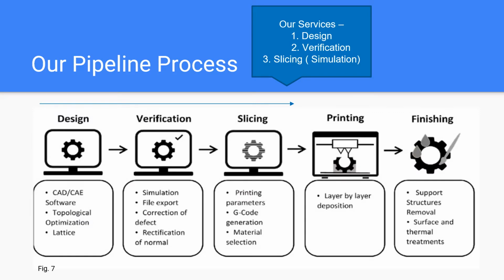In general, to understand how the hands-on manufacturing process usually takes place, from the very initial stage of product development to the final stage, there are three things we emphasize on: design, verification, and slicing. Further to which we also have printing and finishing. Our emphasis through this project would be to provide design, verification, and slice data.